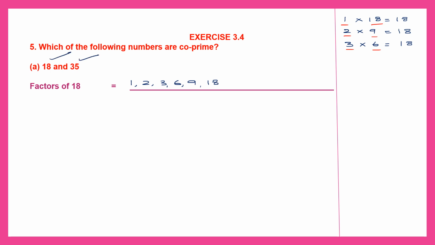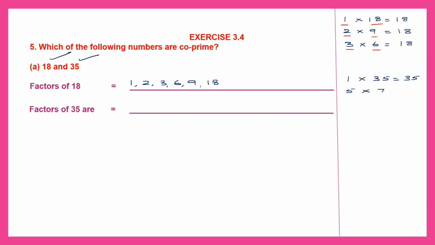Let's find the factors of 35. So here again 1 into 35 is 35. Now what else will give us 35? 5 sevens are 35, isn't it? Will there be any other numbers that will give us 35? No, that's it. So 1, 5, 7 and 35. So let's write that down. These are the factors: 1, 5, 7 and 35 are the factors of 35.